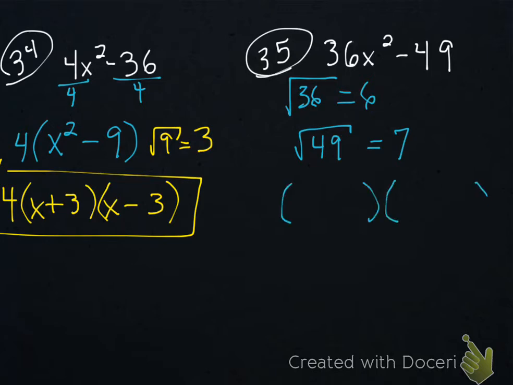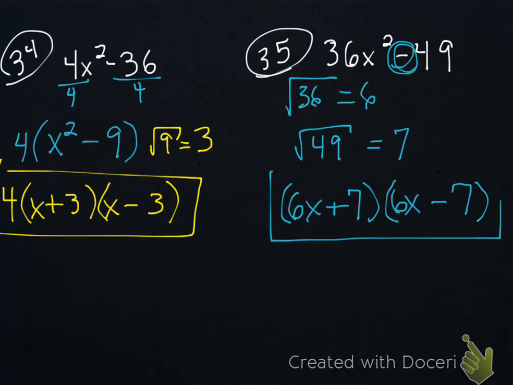Write the binomials. What goes in front? The 6 goes with the 36, which was at front. So we have 6x in the front of our binomials. The 49 was at the end, so 7 goes at the end. Signs are opposite because it is the difference of two squares. So my answer for factored form is 6x plus 7, 6x minus 7.